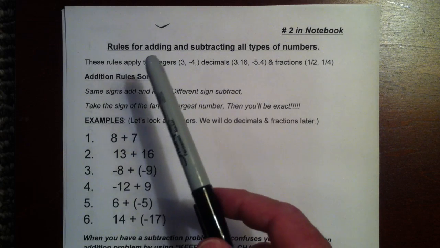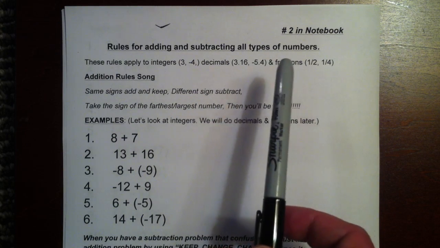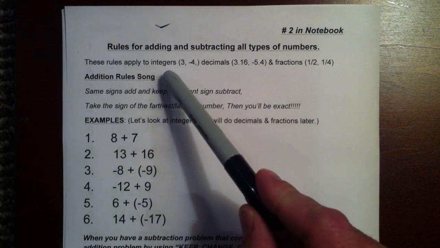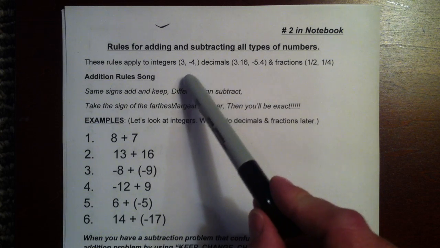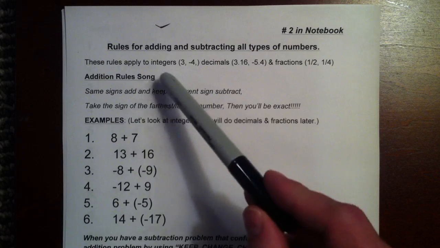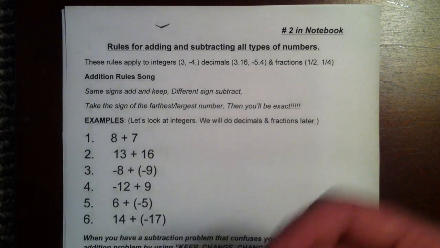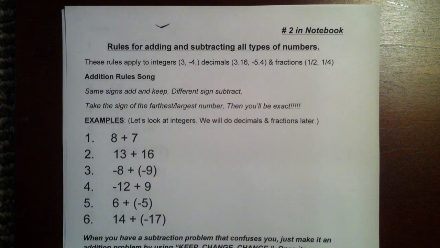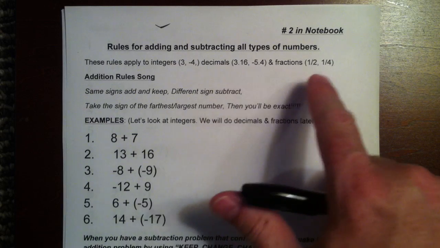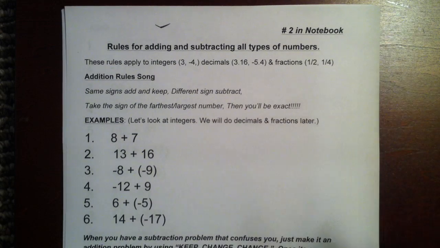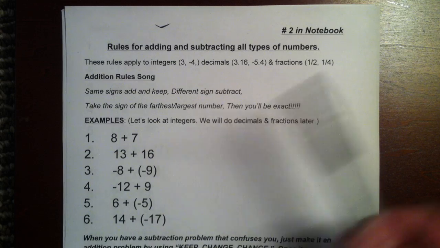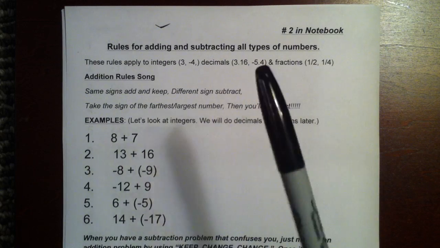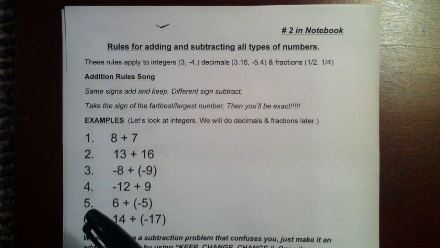This is rules for adding and subtracting all types of numbers. So what we're dealing with this first week of school is integers, which is basically any whole number, positive or negative. Whole numbers are just positive numbers, but integers also include negative numbers. There are no decimals, no fractions, or anything like that for integers. But these rules do also apply to decimals and fractions and even mixed numbers like 2 1/3 or whatever. So they apply to all those. For right now, we're only going to be dealing with integers, and later on we're going to move on to fractions.